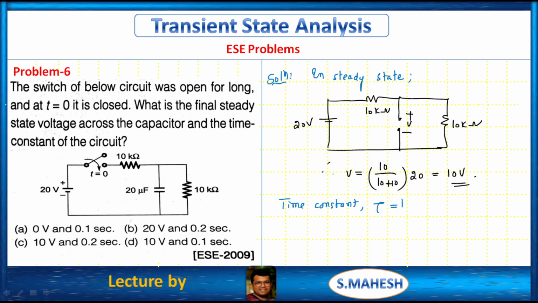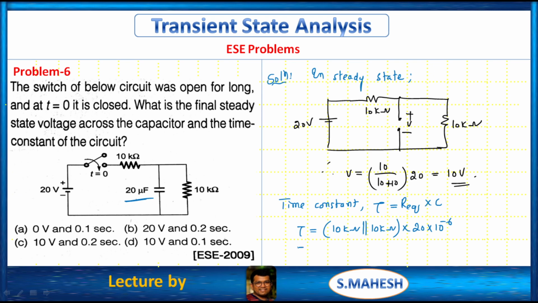Tau is equal to R equivalent into C. What is the value of R equivalent? 10 kilo ohm is in parallel with 10 kilo ohm. C is what? 20 into 10 power minus 6, 20 microfarad.